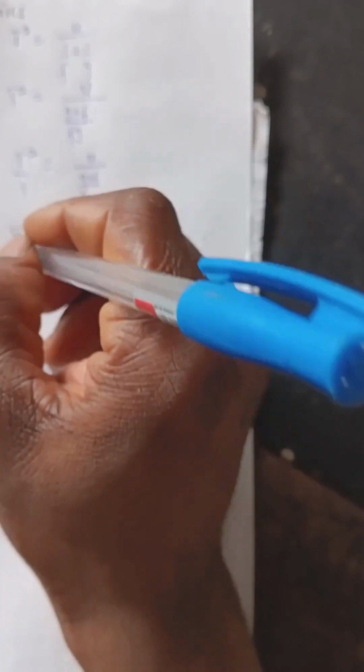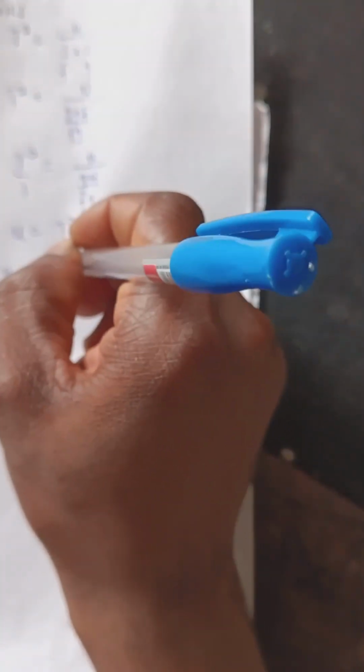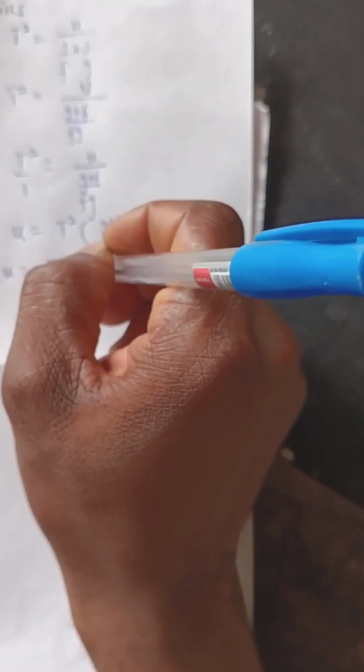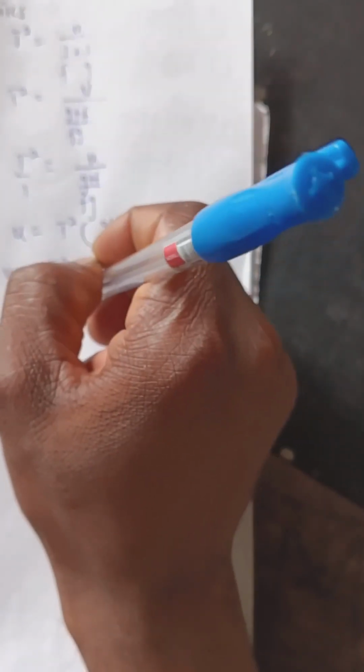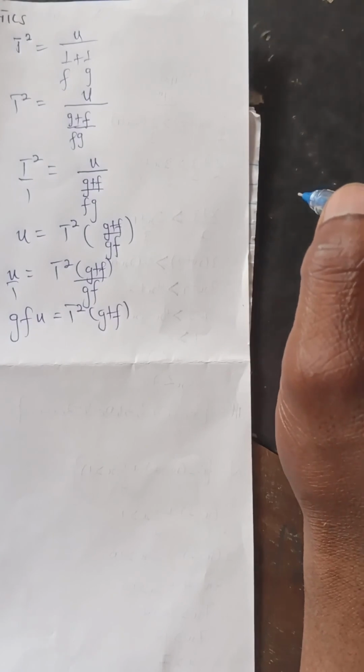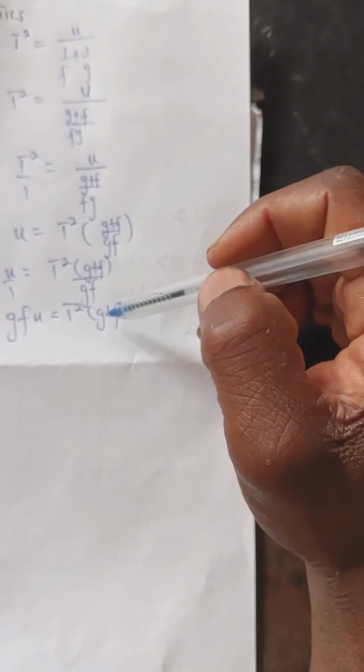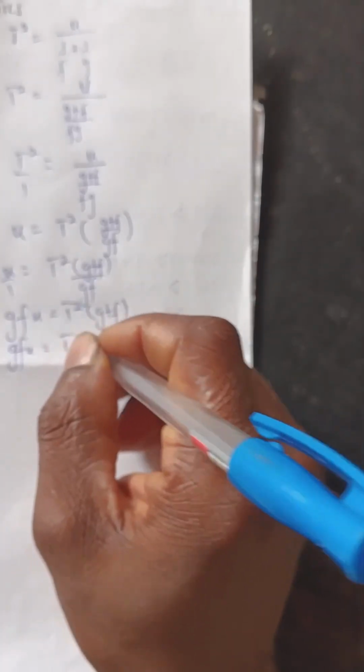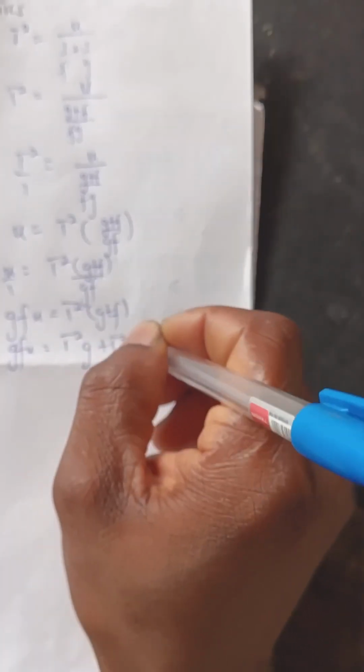From here we can further do multiplication, and by multiplication we can have U is equal to T squared into bracket G plus F, all over GF. Then we can cross multiply again. This will give us GFU equal to T squared times G plus F. Then from here, because we want to make G the subject, we expand the side. So we have GFU giving us T squared G plus T squared F.